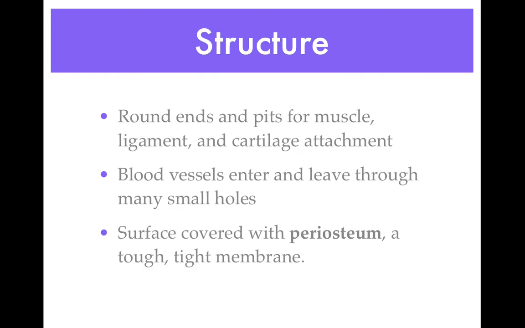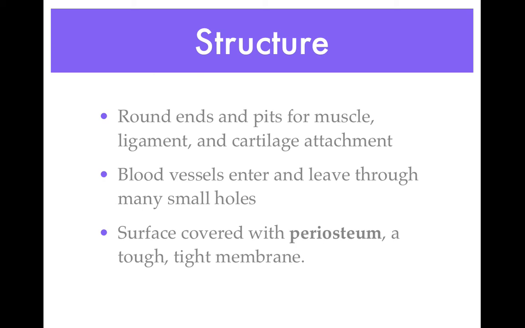Some characteristics of our skeletons have very specific purposes. For example, if you look at our bones, most have round ends. These round ends allow a thin layer of cartilage to cover the ends of our bones so that our joints don't scrape together. Our bones are also covered in pits and tiny holes. These allow blood vessels to enter and leave our bones.